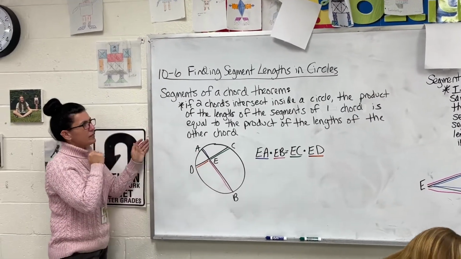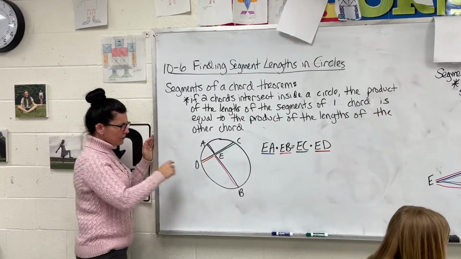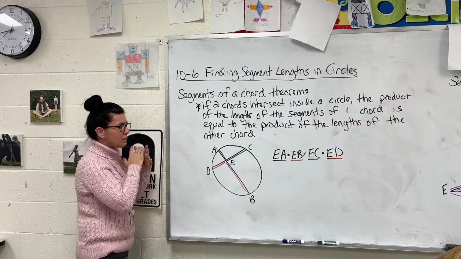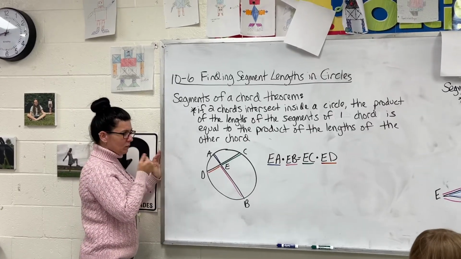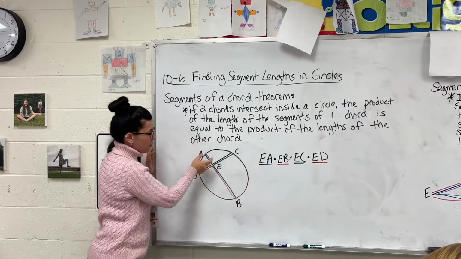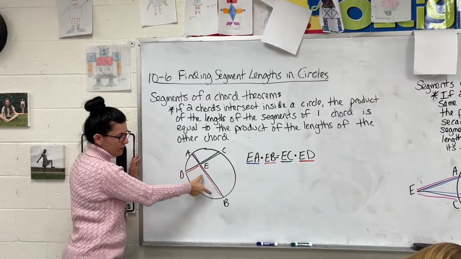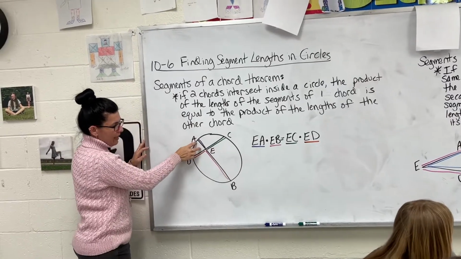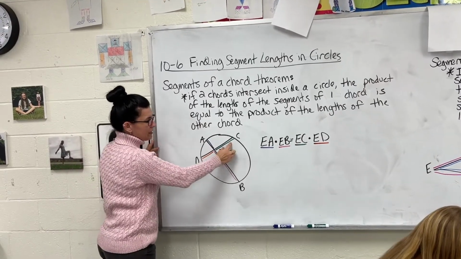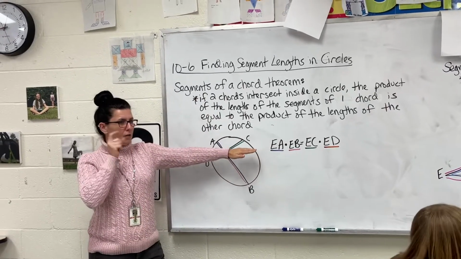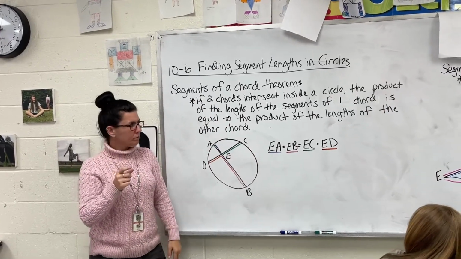Our first scenario is the segments of chords theorem. We have two chords that intersect, kind of forming that X that we've been talking about. To find any of these sections or segments, here's our formula. Part of the segment times part of the segment equals part of the segment times part of the segment. So AE times EB equals DE times EC. Here's probably the easiest way to look at it: part times part equals part times part.